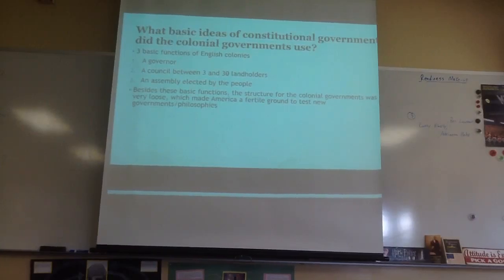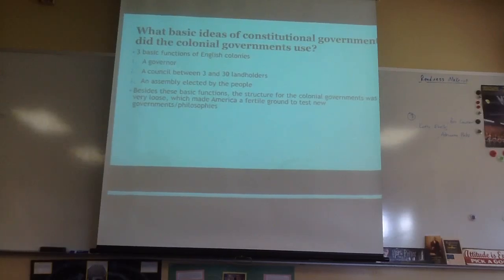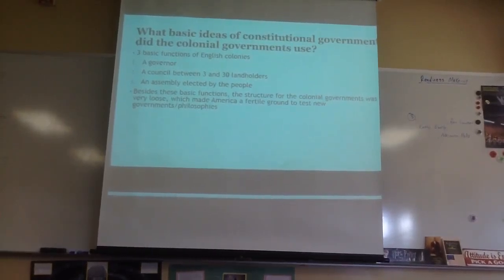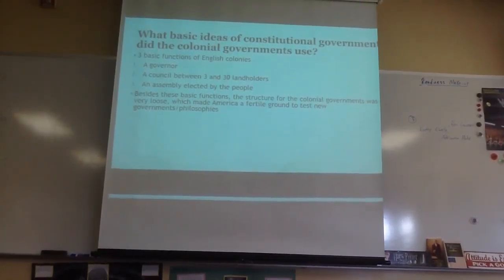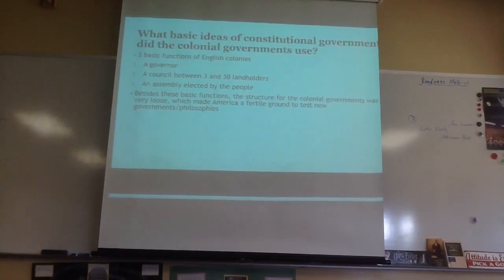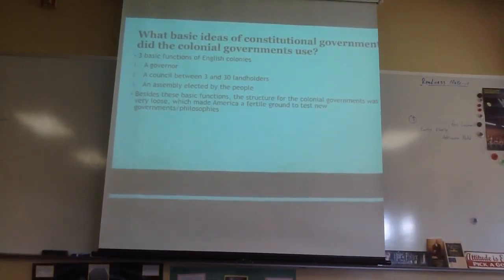This unit and lesson is over what basic ideas about rights and constitutional government did colonial Americans hold. So we talked a little bit about these three basic functions, and that's where we left off, of a governor, a council, and an assembly. We also want to make sure we emphasize these other colonial constitutions and basic principles that they held. So let's get started here.